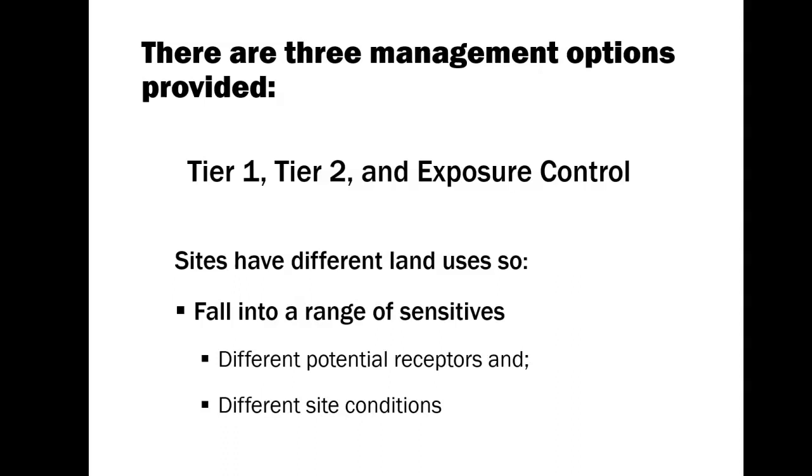There are three management options that can be provided through this legislation, and they are the Tier 1, Tier 2, and exposure control guidelines. So, within a given land use, sites might fall into a range of sensitivities because they might have different receptors and different site conditions. So, we have to take into consideration what kind of land use we're going to use when we're looking at these guidelines.